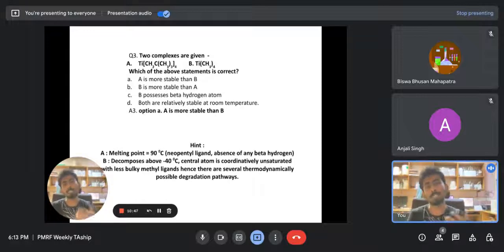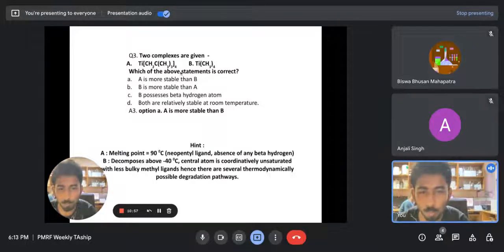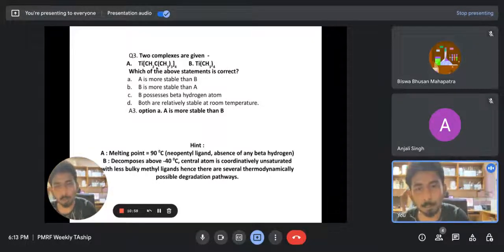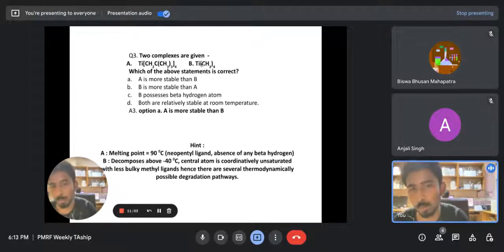The third complex, I will come to this specific titanium complex example. There are two titanium complexes given. Firstly, this is Ti(CH2CMe3)4. It is also a titanium(IV) complex. And this is titanium tetramethyl, that is also a titanium(IV) complex. So both are titanium(IV).